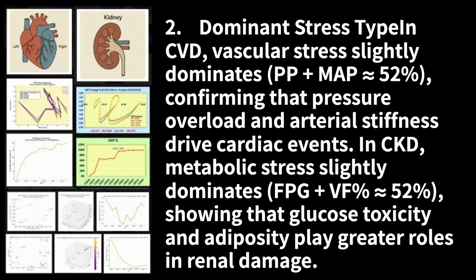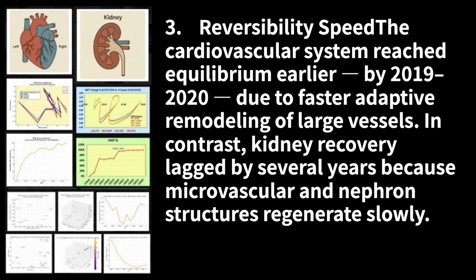2. Dominant stress type. In CVD, vascular stress slightly dominates, PP plus MAP 52%, confirming that pressure overload and arterial stiffness drive cardiac events. In CKD, metabolic stress slightly dominates, FPG plus VF% 52%, showing that glucose toxicity and adiposity play greater roles in renal damage.